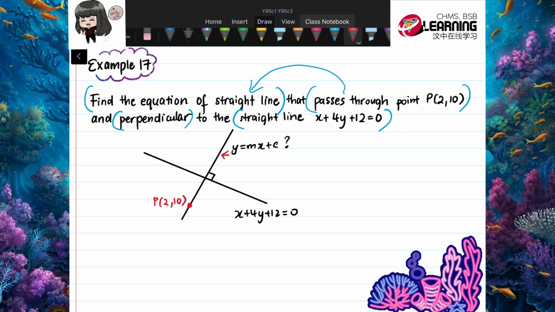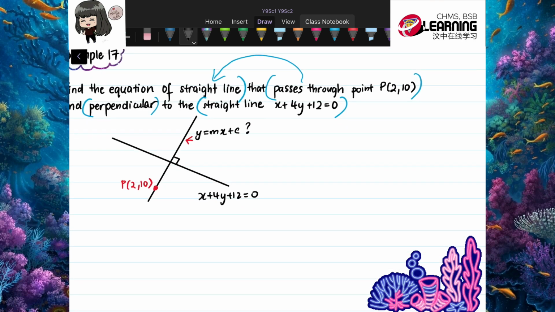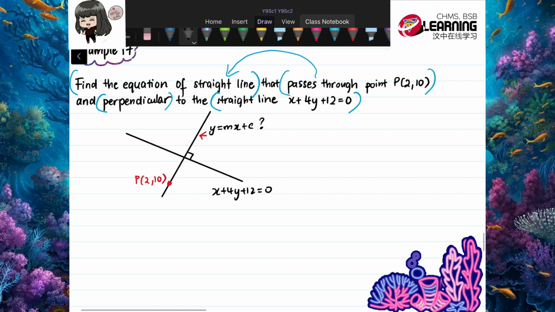P is 2, 10. So now we want to find y equals mx plus c. First thing first, you need to find m, right? The gradient. Before you find the equation, you must find the gradient, you must find c, then only you form an equation, right? So we find the gradient. But hey, there are no 2 points here.